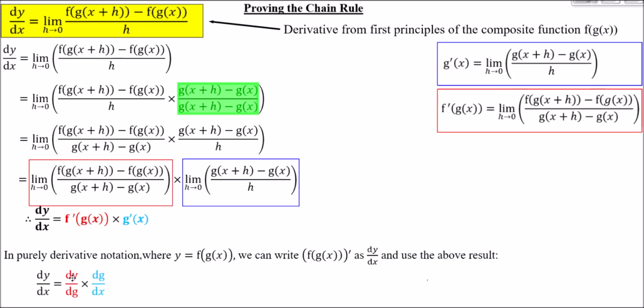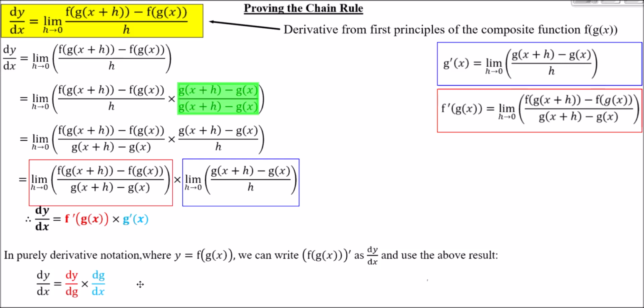dy by dx is dy by dg times dg over dx. It looks very much like a fraction where you can cancel this with that to leave dy by dx. That's a way of remembering, but it's not mathematically watertight, but it's a useful way to remember nonetheless.